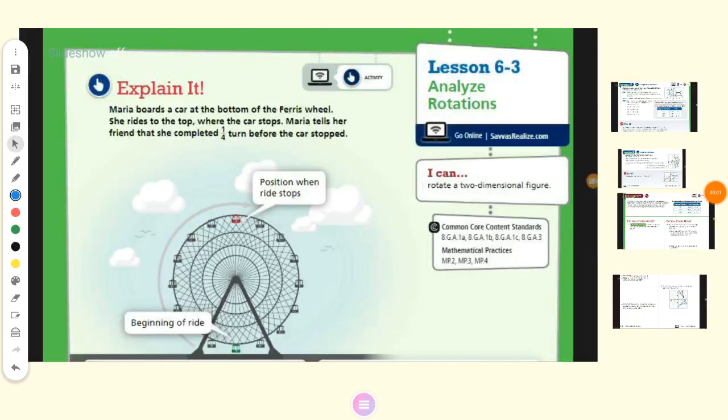Good day, everyone. The lesson today is about analyzing rotation. What is the meaning of rotation? Actually, the rotation has a center. If you have a center like this shape here, this shape, I have a center, and the circle is rotated around the same.